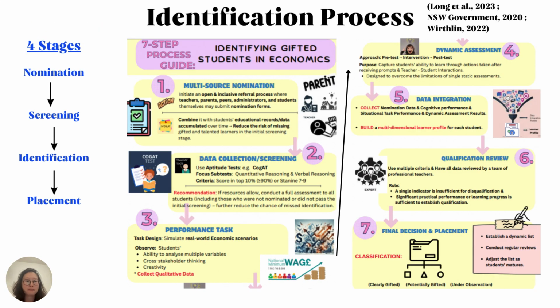Finally, this leads us to the step-by-step identification process. It may seem a bit complicated, but essentially, we begin with a broad nomination to build a pool of candidates. Then screening tools are used to narrow the group. Next, a professional team reviews multiple sources of data. Finally, based on the results, students are placed in differentiated educational programs that match their development needs, so that every student can thrive and get the most out of their learning experiences.